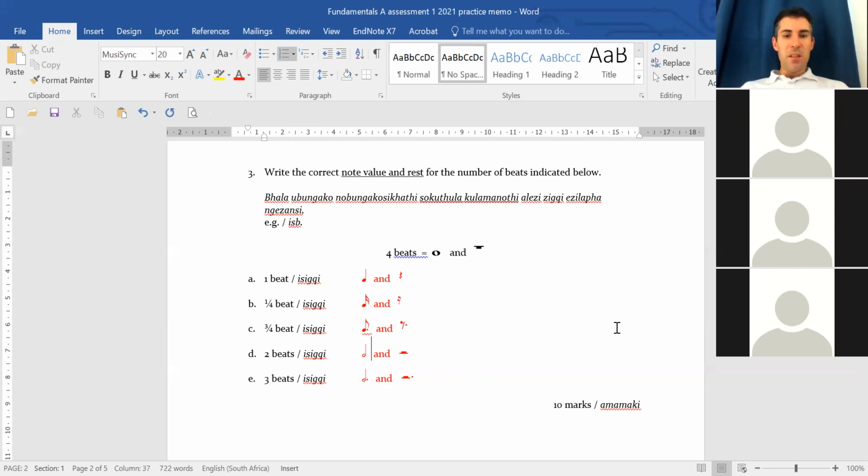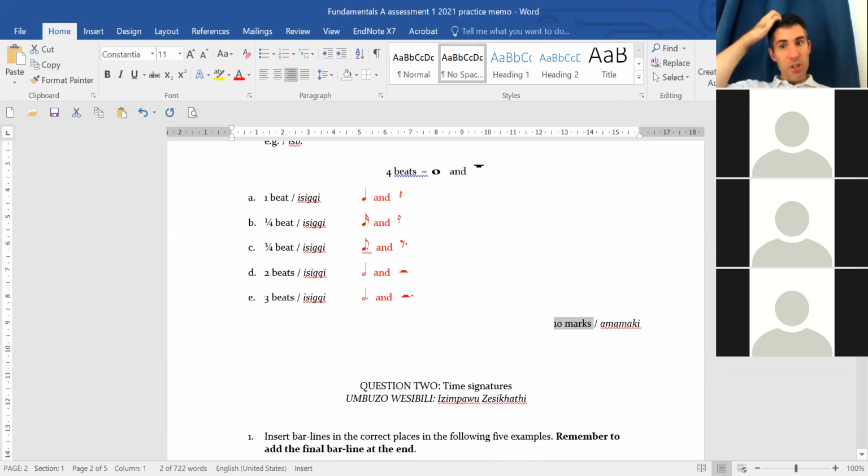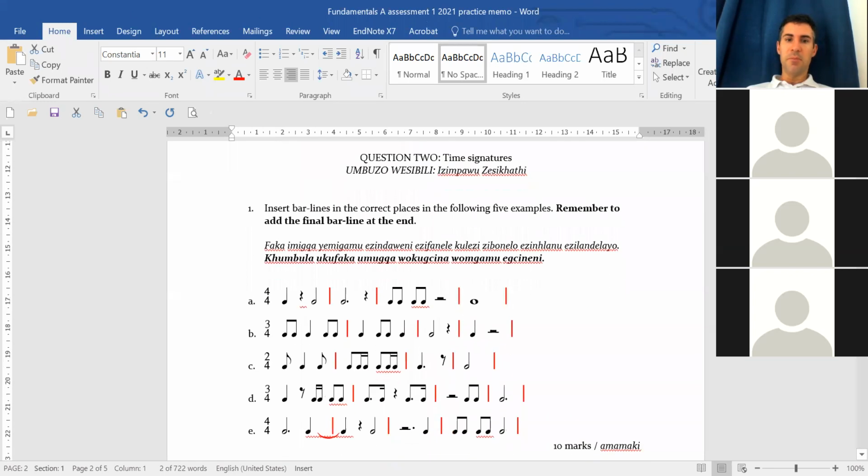Then over here, 2 beats. That's a simple one, a minim and a minim rest. And 3 beats, that's also quite a simple one, a dotted minim and a dotted minim rest. You would receive 1 mark for each of those. So 10 marks altogether. Any questions about that? No, sir. All right.